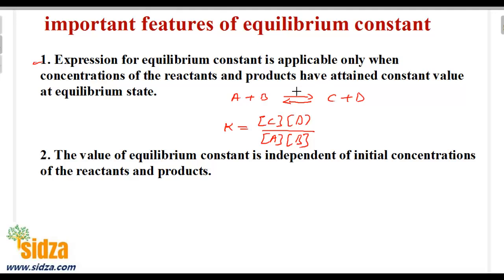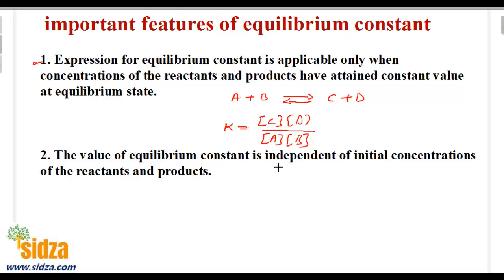That means when the rate of forward reaction is equal to the rate of backward reaction. That's what we call a state of equilibrium, correct? So that means this equilibrium constant is applicable, we calculate it only when you have attained a state of equilibrium.